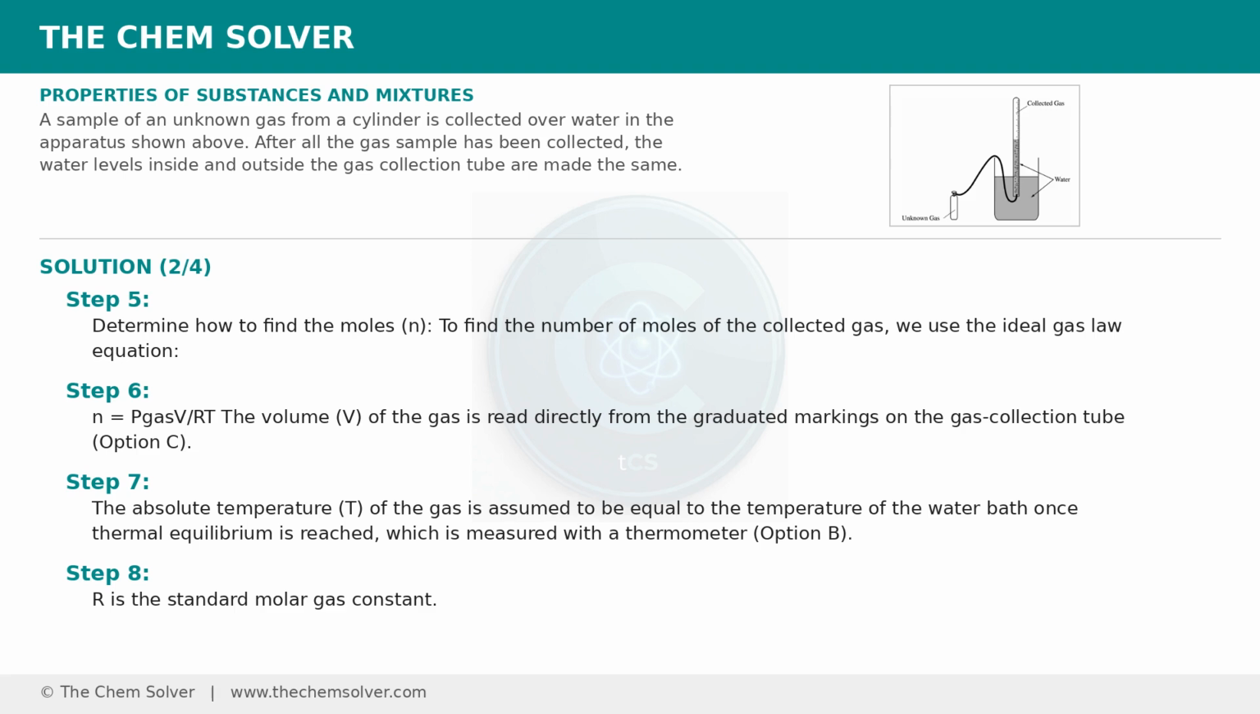The absolute temperature, T, of the gas is assumed to be equal to the temperature of the water bath once thermal equilibrium is reached, which is measured with a thermometer, option B. R is the standard molar gas constant.